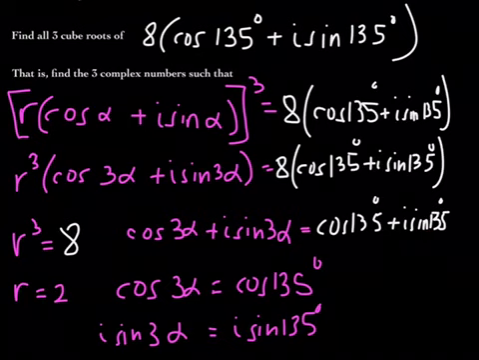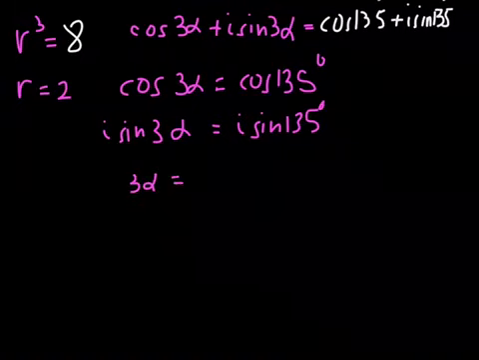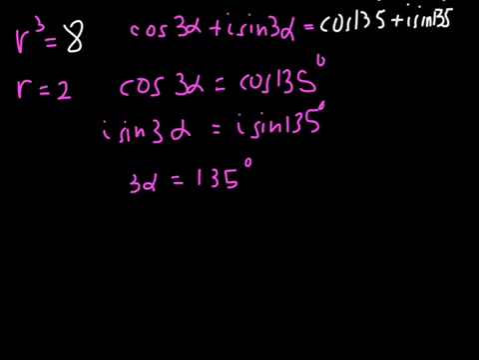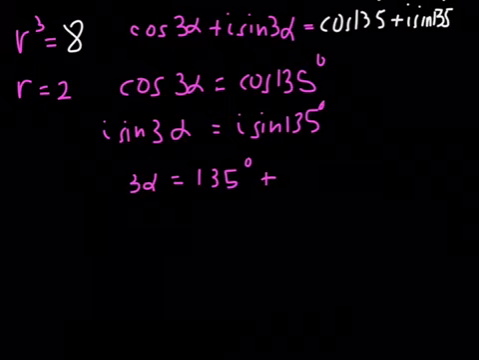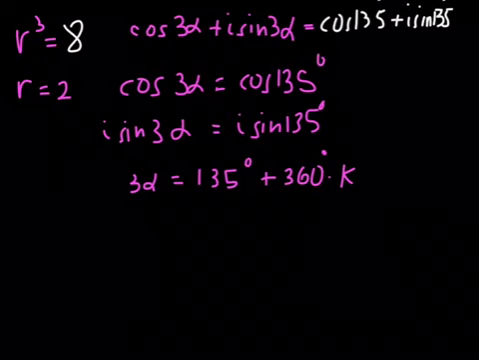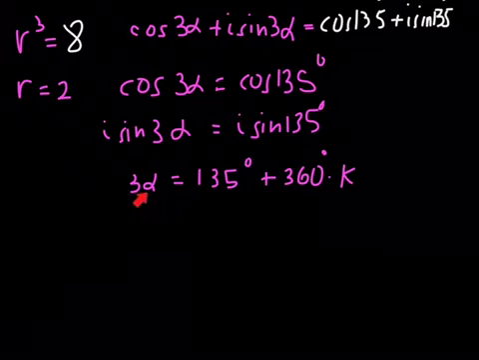Now we can take this even further and say that each of these statements will be satisfied only if 3 alpha is equal to 135 degrees. And by the way, this will be true if 3 alpha is 135 degrees plus any angle that is coterminal with 135 degrees, so 360 degrees times k, where k is an integer. This adding of 360 degrees will generate all of the angles that are coterminal with 135 degrees. In order to solve for alpha, which happens to be the argument of my three complex roots, I'll divide both sides by 3.